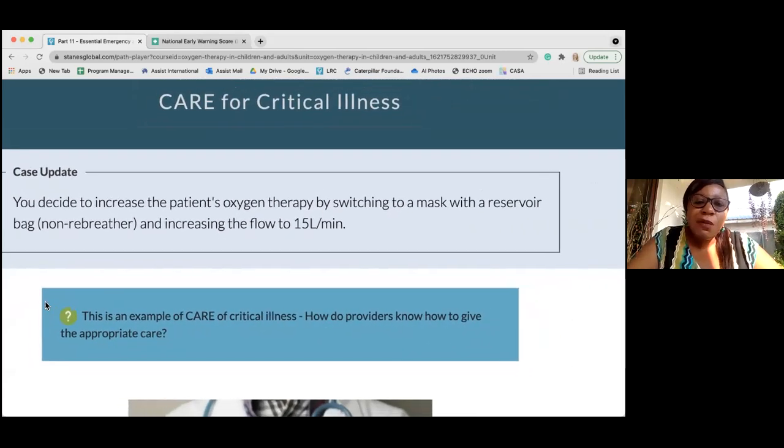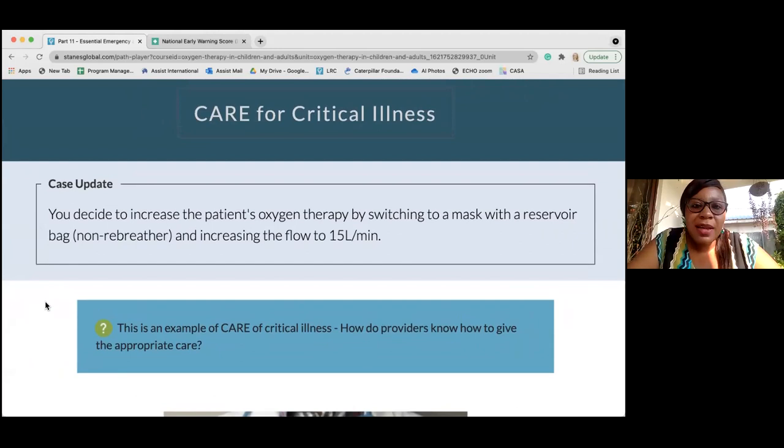Okay, so we've now moved to the second part. We've identified that this patient, Mr. G, before us, has got critical illness. We now need to talk about the care. How do you provide care to someone who is critically ill? If we look at our update, you've decided to increase Mr. G's oxygen therapy by switching him.